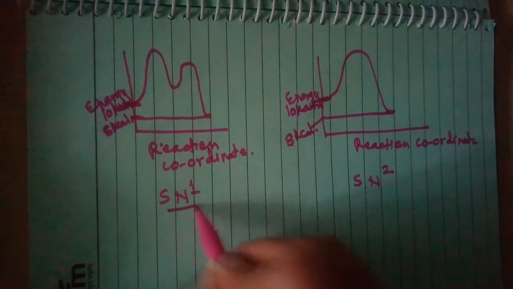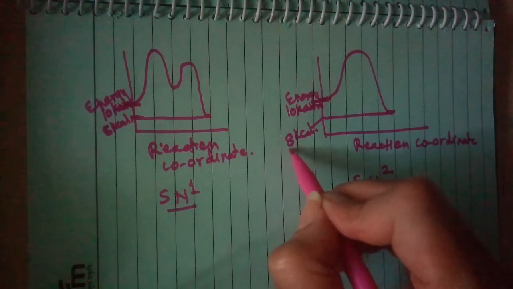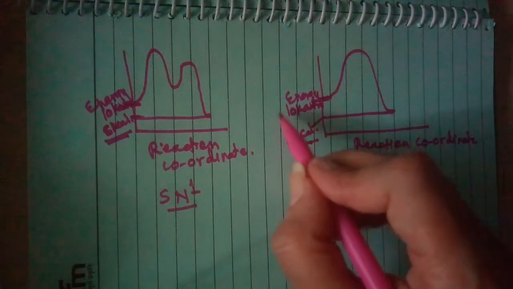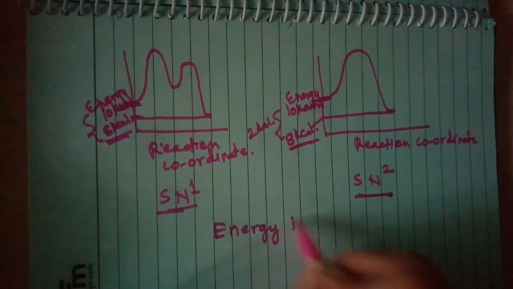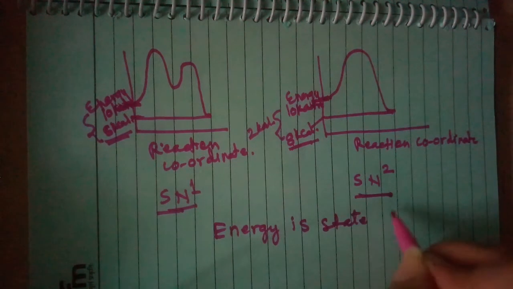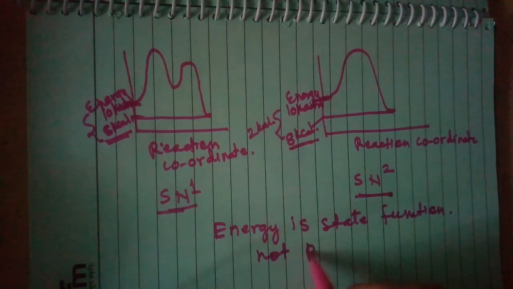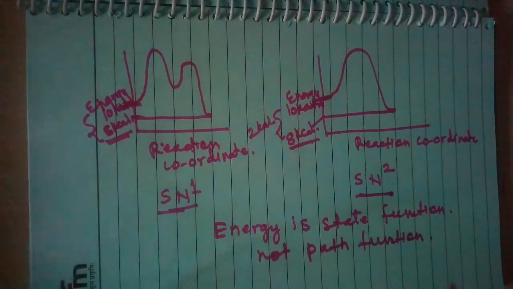So whether you follow the SN1 reaction or the SN2 reaction, in both cases you get the same energy change, that is, the energy change is 2 kilocalories, whether you follow the SN1 or SN2 path. So you can conclude here that energy is a state function. It is not a path function. This is a very simple example.